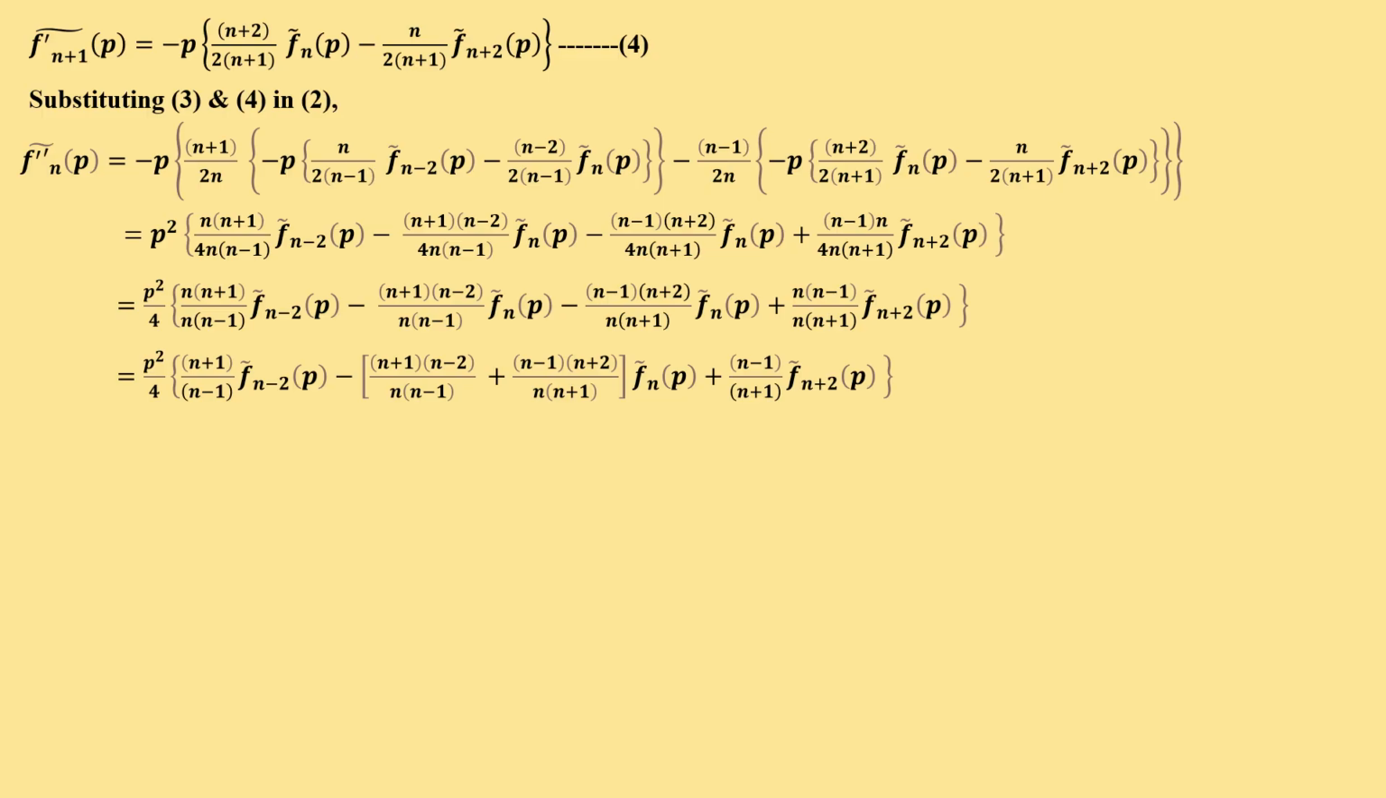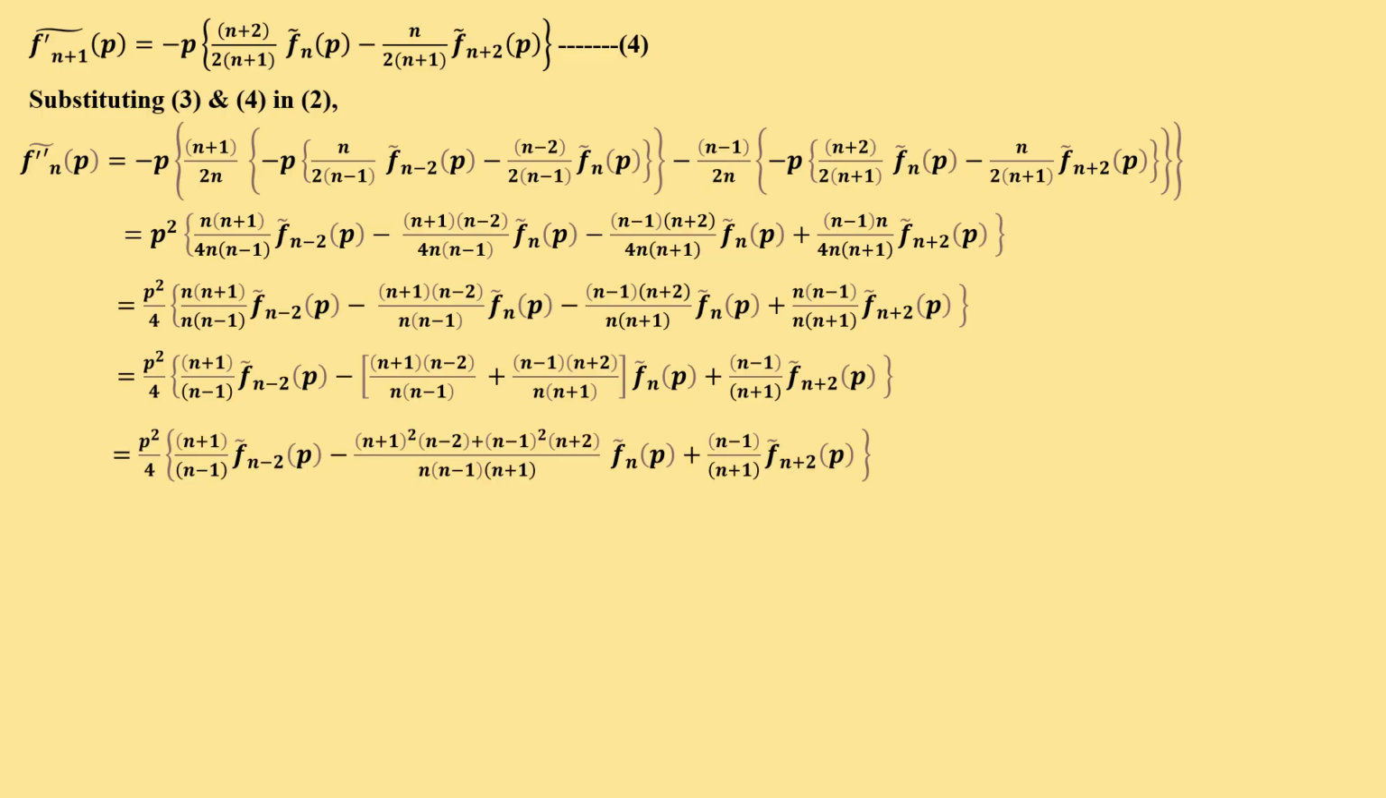(n plus 1) by (n minus 1), fn minus 2 bar of p, minus the second and third terms. fn bar of p is common, take it outside. So the remaining terms are (n plus 1)(n minus 2) by n(n minus 1) as the second term, and the third term (n minus 1)(n plus 2) by n(n plus 1). So fn bar of p is outside, right? Plus (n minus 1) by (n plus 1), fn plus 2 bar of p, which is equal to p square by 4.